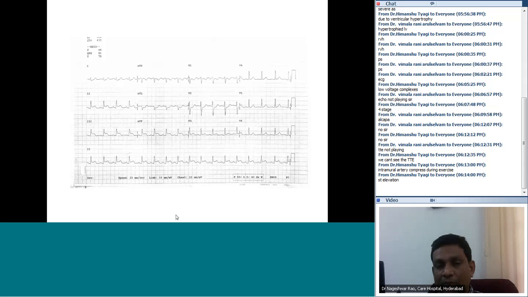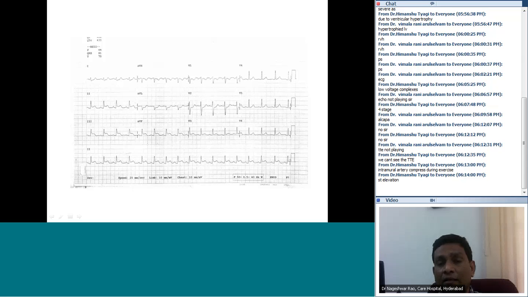There is an ST elevation. Where is it seen? So this is absolutely correct. You can see that ST elevation is seen in 2, 3, AVF. So this is a significant ST elevation in 2, 3, AVF to suggest that she is having an inferior myocardial infarction. So this is absolutely an inferior MI, an acute inferior MI.